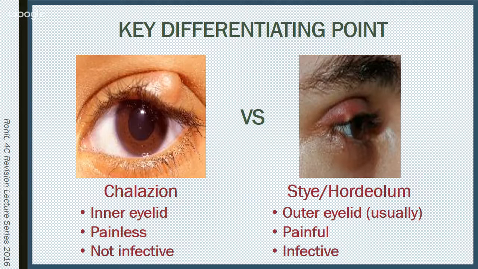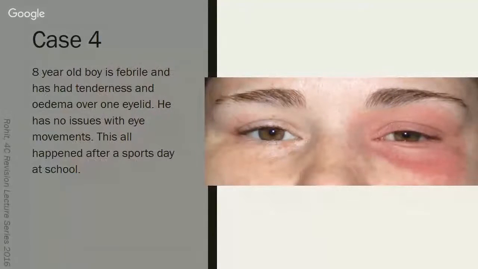So we'll move along. We'll just go up to the next row. An 8-year-old boy. This guy's probably a bit older than that, but he's got a fever and he's got tenderness and edema over one eye. No issues with eye movements. This happened after a sports day at school. This is a pediatric condition as well, not only GP.